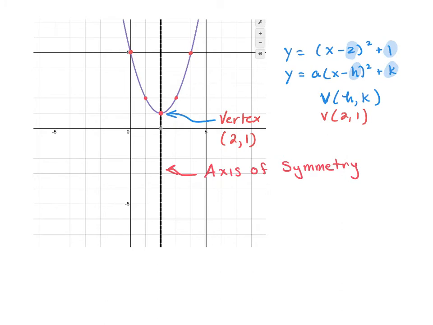Now this axis of symmetry actually has an equation. It is a vertical line. All vertical lines have the same form of equation. It is always x equals whatever x value it goes through. So in this case, x is always 2, which is also the h value. So on all of our parabolas, whatever your h value is, x equals h is the formula for the axis of symmetry.